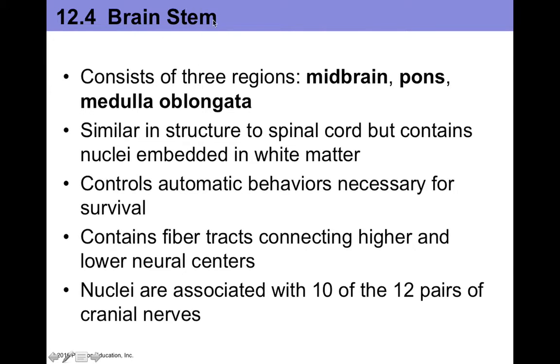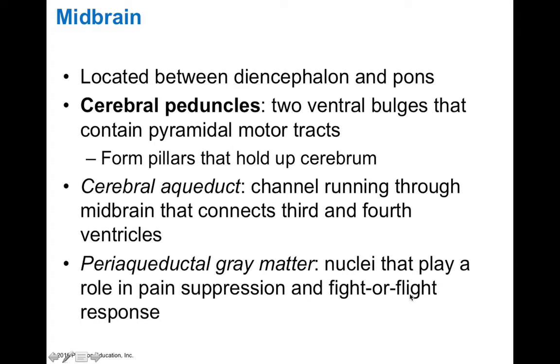Now, we think of the brainstem as being like the vital center, so it controls these automatic behaviors that are necessary for survival and homeostasis. It also contains fiber tracts that connect higher and lower neural centers, and nuclei that are associated with 10 of the 12 cranial nerves. So your midbrain is the superiormost portion of the brainstem, and it's located just between the diencephalon and the pons, so it's kind of sandwiched there between those two regions.